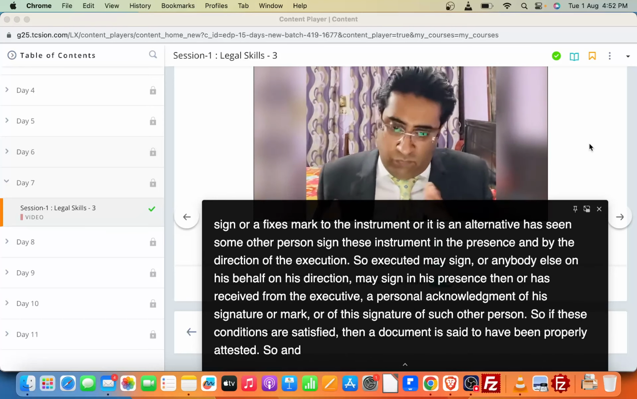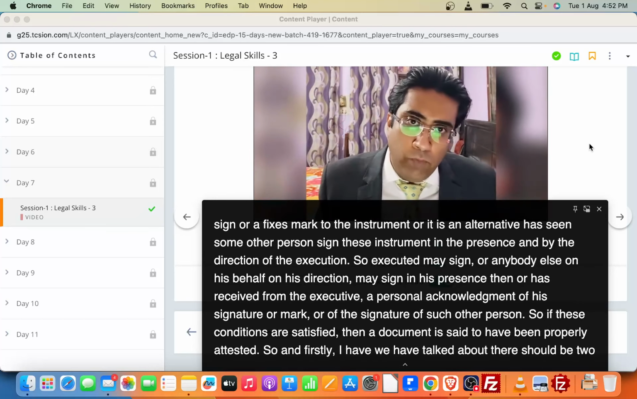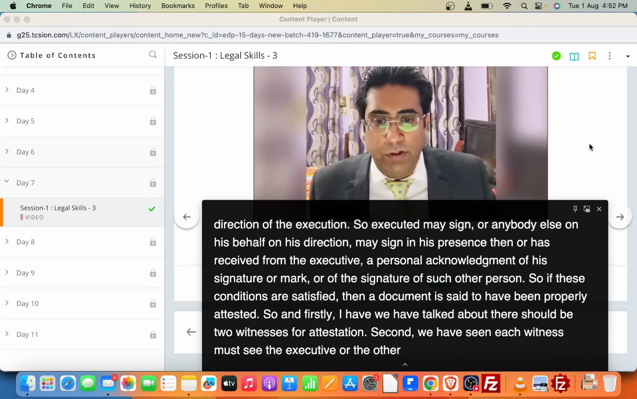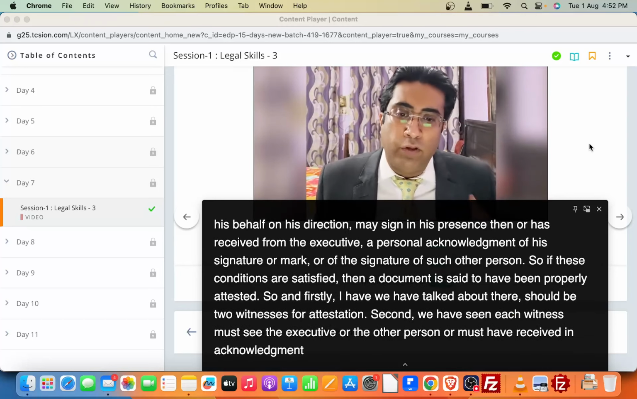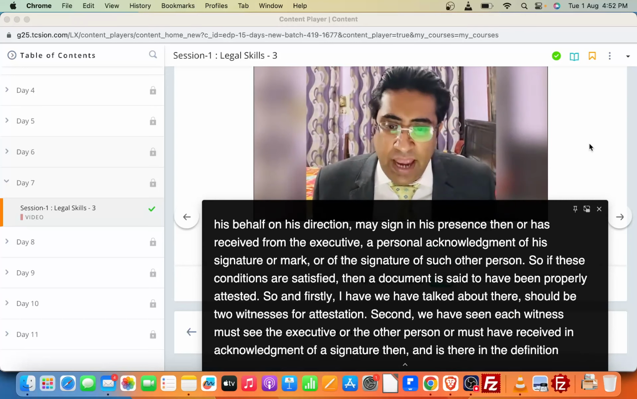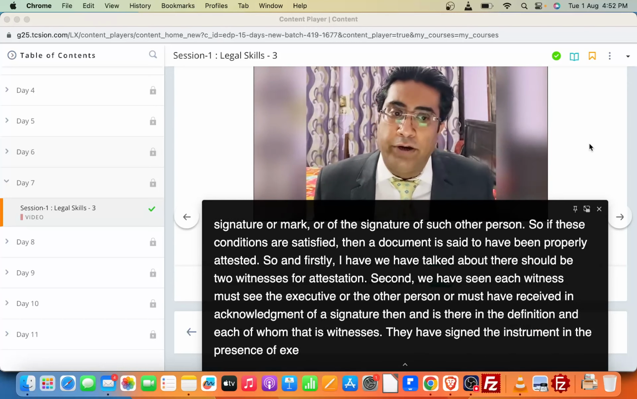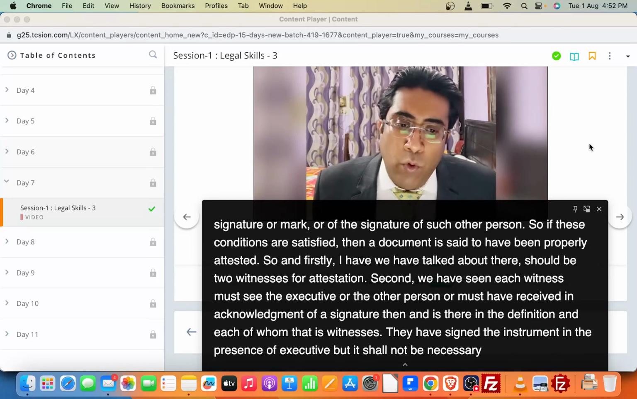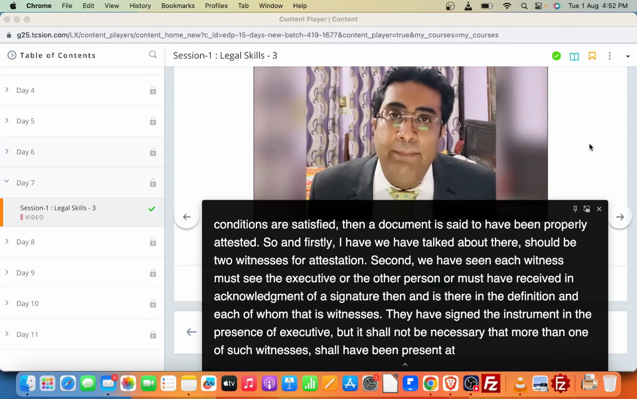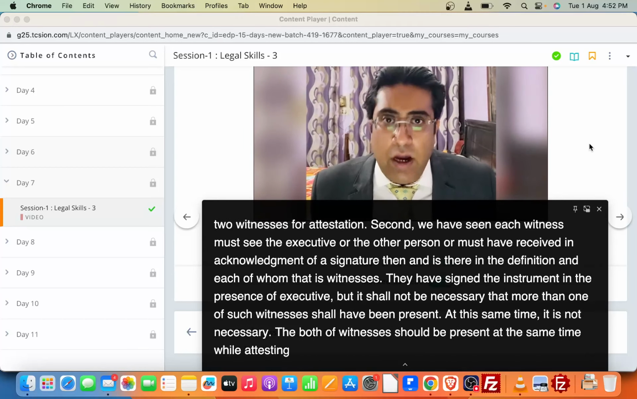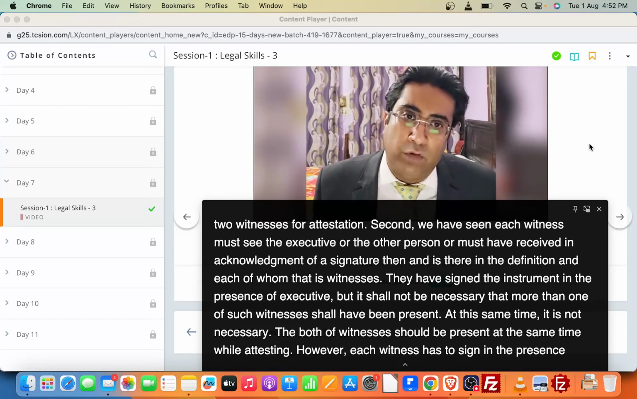Firstly, we have talked about there should be two witnesses for attestation. Second, we have seen each witness must see the executant or the other person, or must have received an acknowledgement of a signature. Then, in the definition, each of whom, that is the witnesses, has signed the instrument in the presence of the executant. But it shall not be necessary that more than one of such witnesses shall have been present at the same time. It is not necessary that both the witnesses should be present at the same time while attesting. However, each witness has to sign in the presence of the executant.